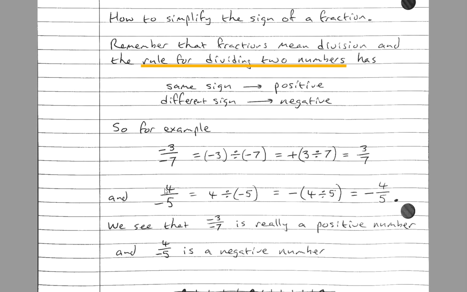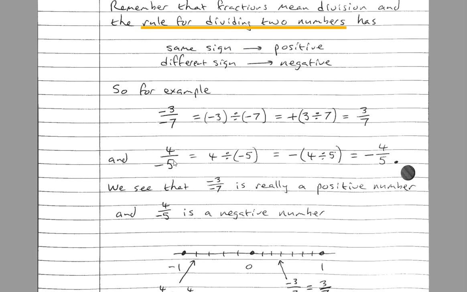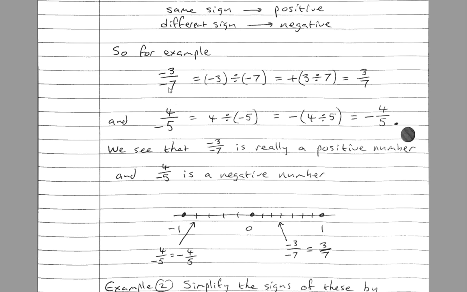For this fraction, we have a positive divided by a negative, so those are different signs, so the whole thing is negative. So negative 4/5. All right, so this negative 3 over negative 7, that number simplifies to 3/7.